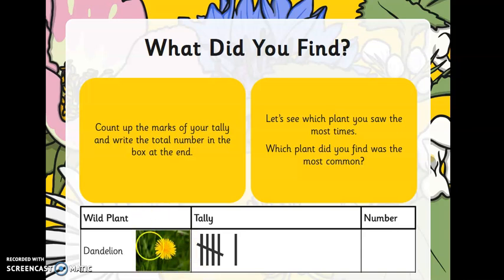So can you see how many are here? There are 5 here because we've got 1, 2, 3, 4, 5, and then add the 1 makes 6. So you could put the number 6. And you can see which plant you saw the most times and which plant you found was the most common.